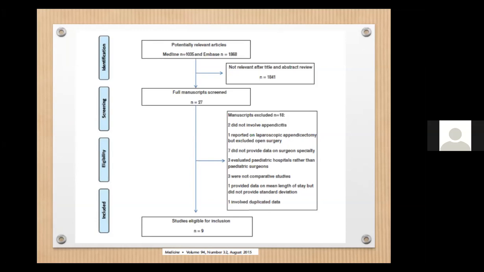Yes, that's very important, and everything should be documented: why did you exclude that study, and why have you chosen the ones which you have chosen. And if you can see here, they started out with almost 3,000 articles in the beginning, and then they found that about 1841 were not relevant, and from 27 they came down to ultimately 9 studies included. So it's a lot of hard work.